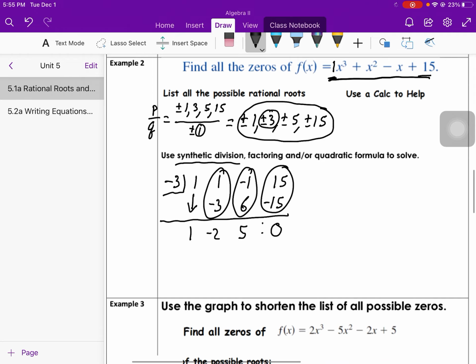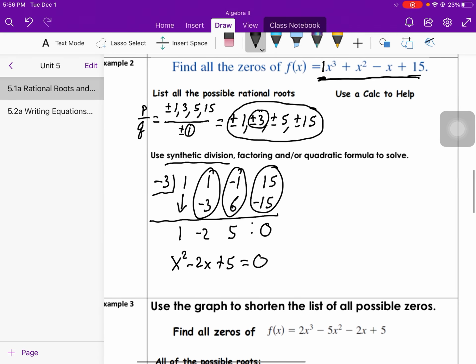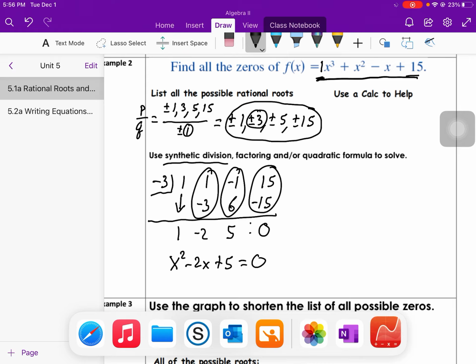Now what we can do is rewrite this in polynomial form, which is 1 degree less than a cube, which is x squared minus 2x plus 5. We are trying to solve, because we want to find the zeros, so we need to set this equal to 0. Let me pull back the graph here just to talk about this.